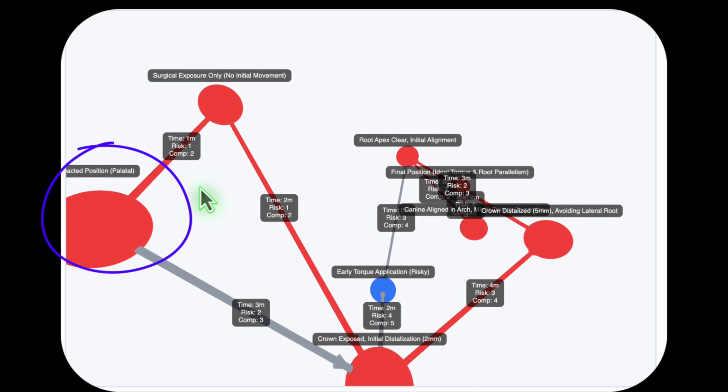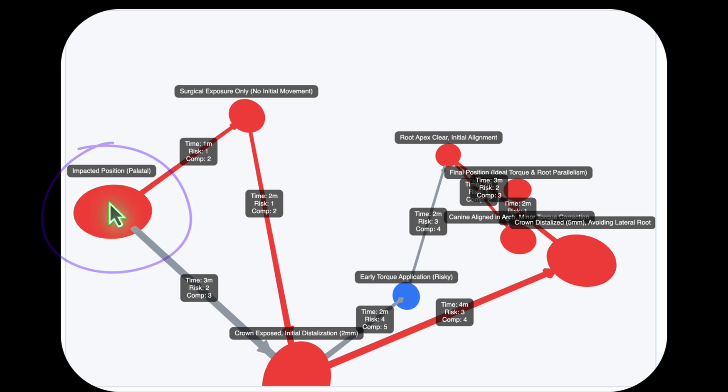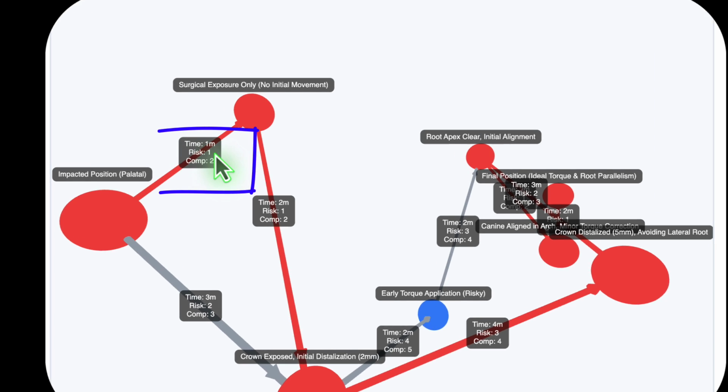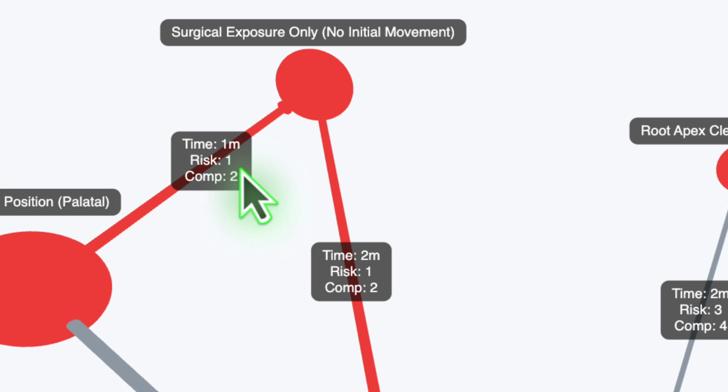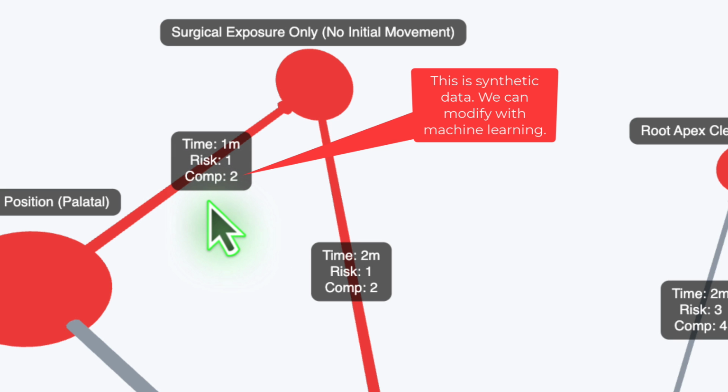So if you look at the canine position, we start with this. This one is again just a rendering, so obviously without any surgery. This is not feasible, so we do first surgery. It takes a month. The risk factor is only 1, and the complexity of treatment depends on the position of the canine, so it's got a 2.